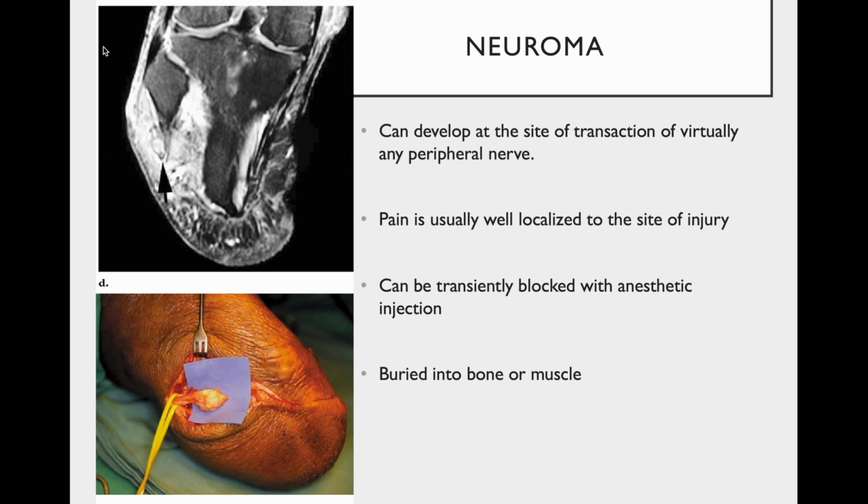Otherwise, neuromas can be buried into bone or muscle. Neuromas in general are extremely difficult to treat. As I said before, local anesthetic injections don't seem to work particularly well, so we often have to refer patients to a plastic surgeon.